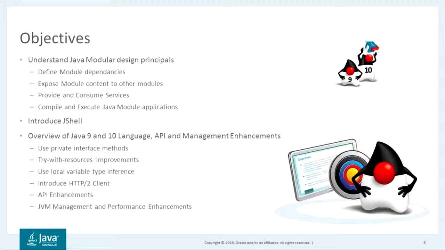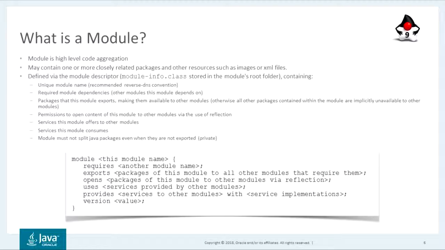And of course, another big area of this presentation looks into Java 9 and Java 10 language, API, and various management enhancements. All sorts of things: private interface methods, private resource improvements, local variable improvements, introduction to the HTTP2 client, various API enhancements, and some Java virtual machine management and performance enhancements. Let's start. There's a lot of material here, so without any further ado, let's start on that.